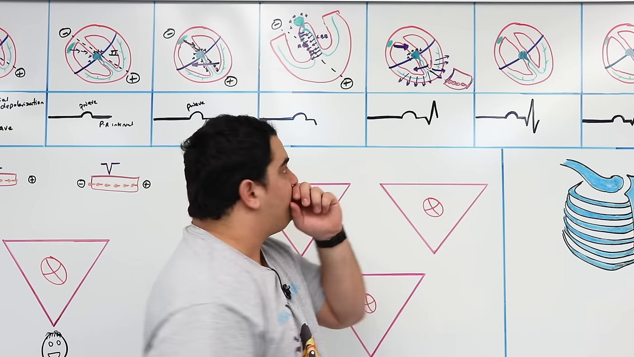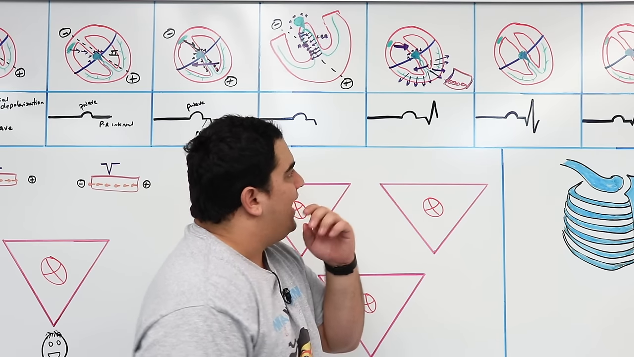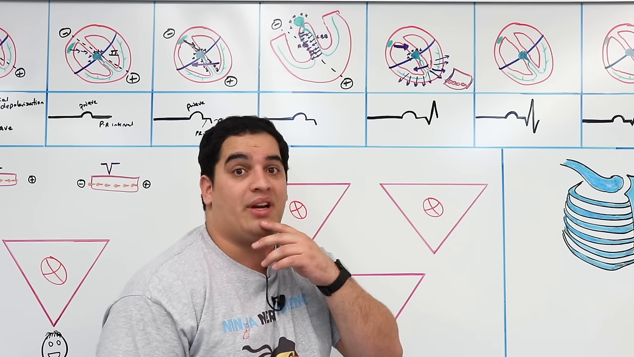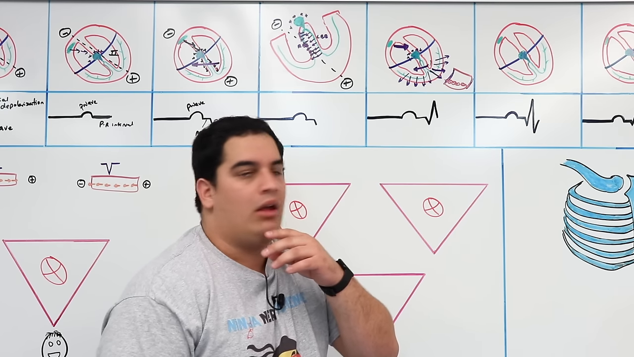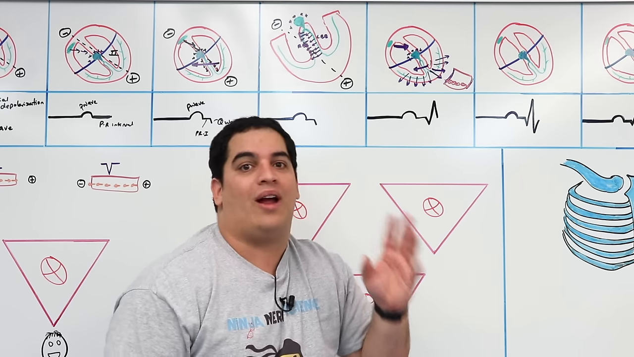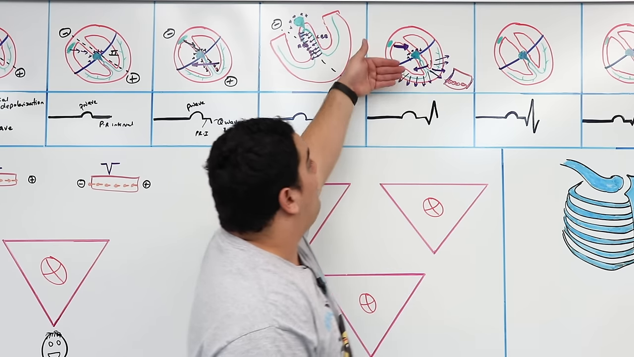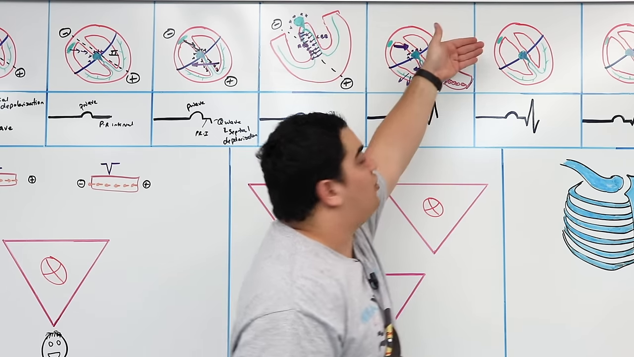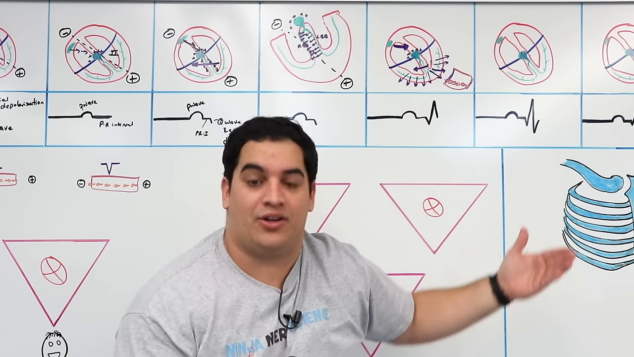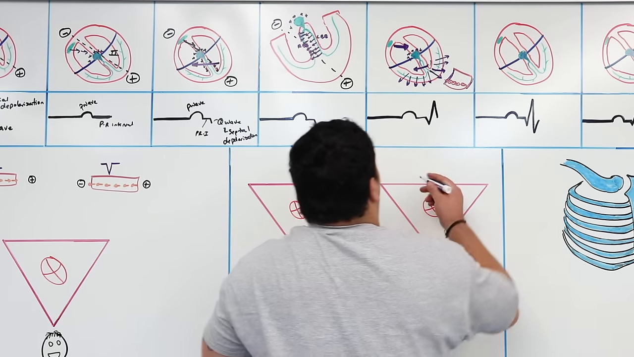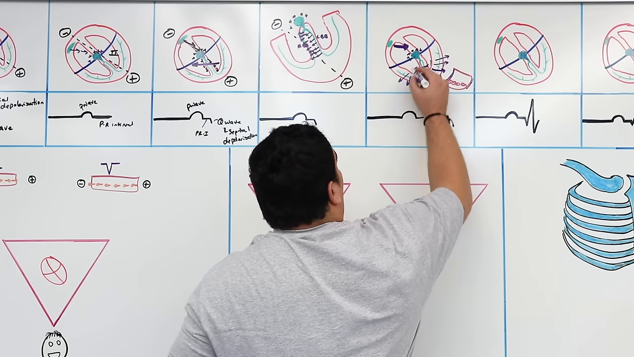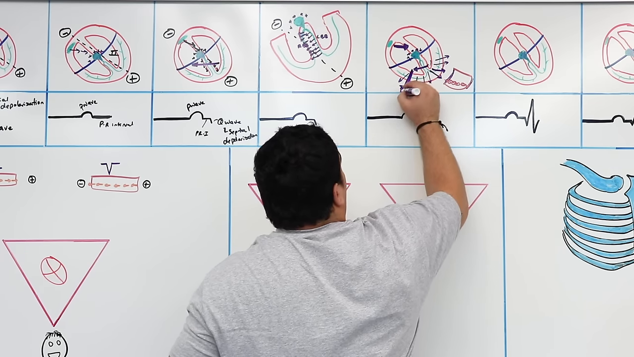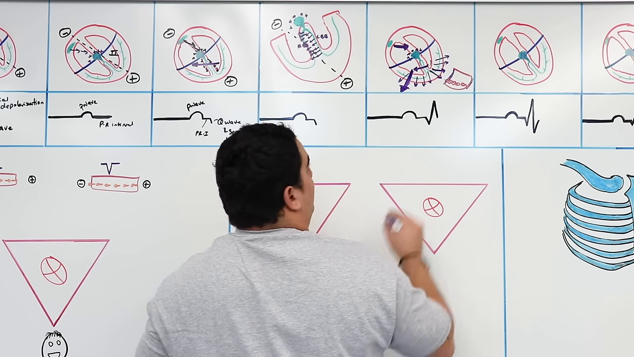Let's think about this. Right ventricle, is it thicker or is it thinner than the left ventricle? Left ventricle is pretty thick, isn't it? It's thick. So if the left ventricle is thicker than the right ventricle, who is going to have a larger magnitude of electrical activity? The left ventricle. So let's do this. Let's say that we get a net vector for the right ventricle. Let's draw it like this. Okay, there's our net vector for the right ventricle.